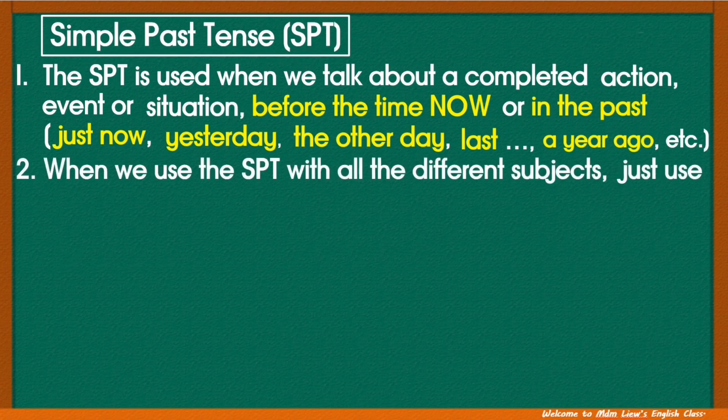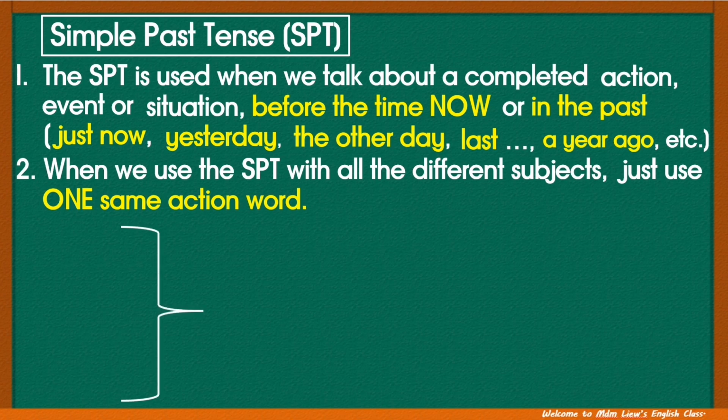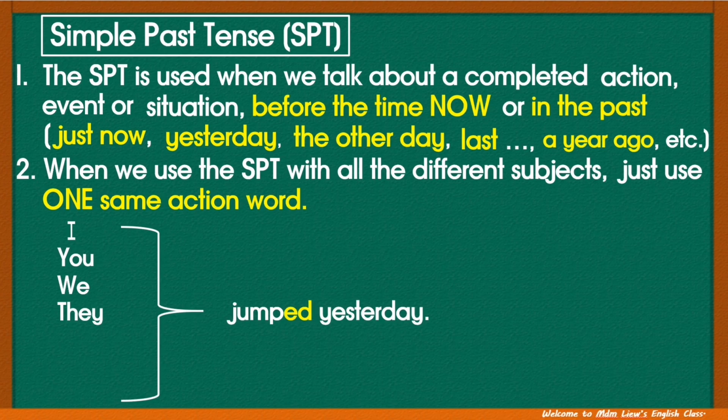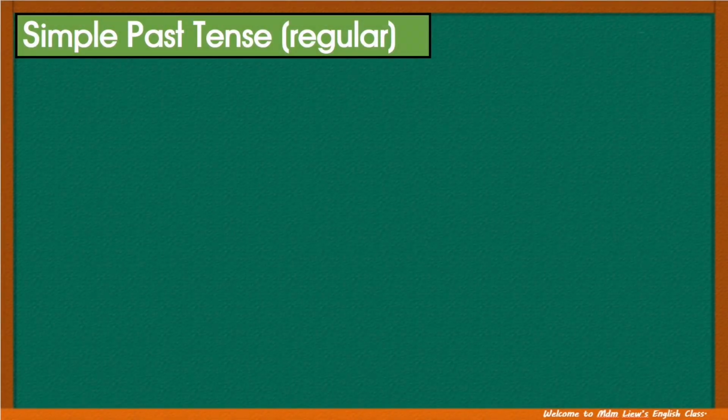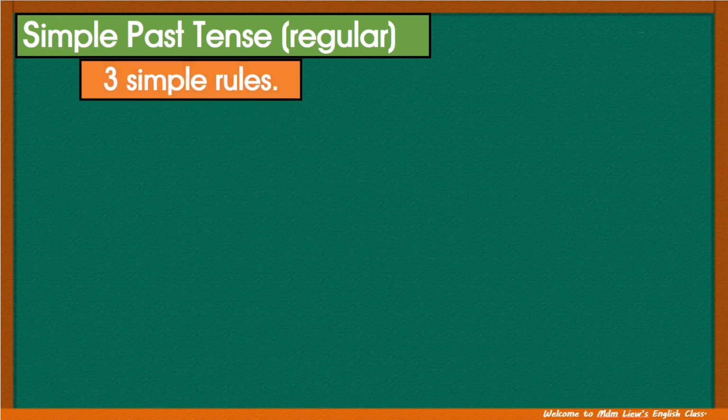Number 2, when we use the simple past tense with all the different subjects, just use one same action word. Examples: I jumped yesterday. You jumped yesterday. We jumped yesterday. They jumped yesterday. He jumped yesterday. She jumped yesterday. It jumped yesterday.